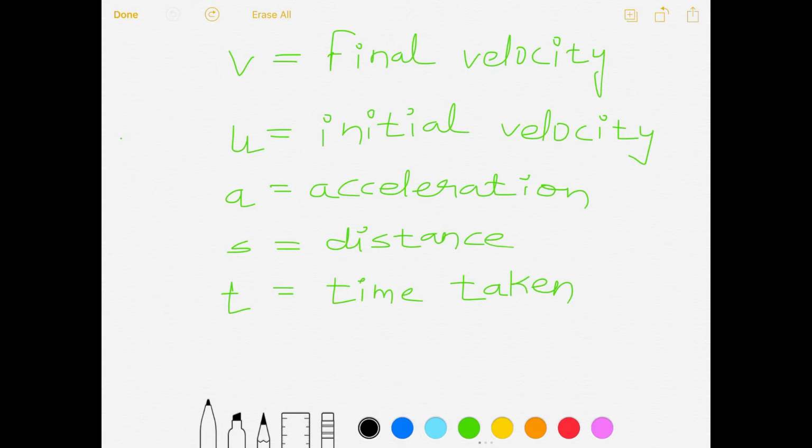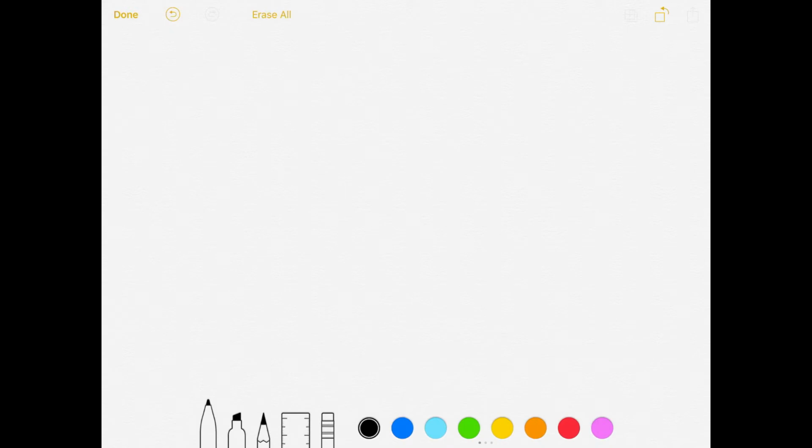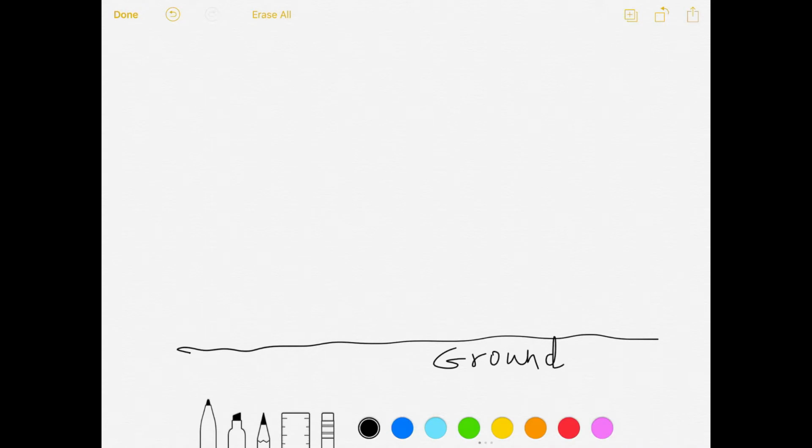So let us start our discussion. The freely falling object, as the name suggests, is freely falling. Now what is this freely falling? Let me give you a case. This is the ground level. This is the ground. We are standing on a tall building. This is me standing on the tall building.